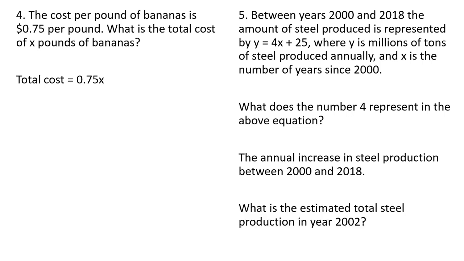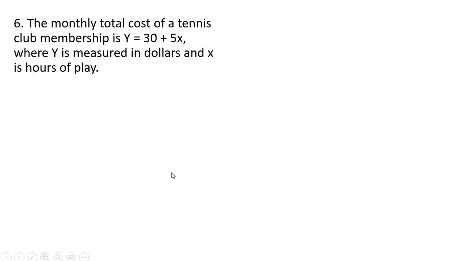What is the estimated total steel produced in year 2002? Okay, so using our equation here, X, again, represents the number of years since 2000. So if we're in 2002, X here is going to represent 2. We're 2 years away from 2000. And so just doing the math here, 8 plus 25 is 33 million tons of steel were produced in year 2002. Okay, moving on to the next question.